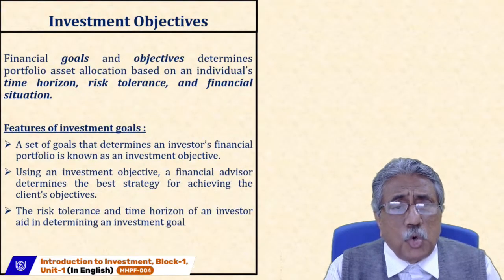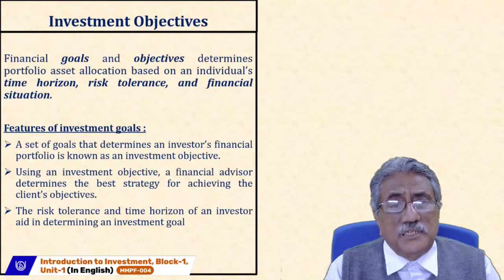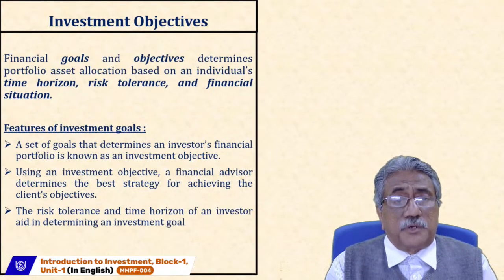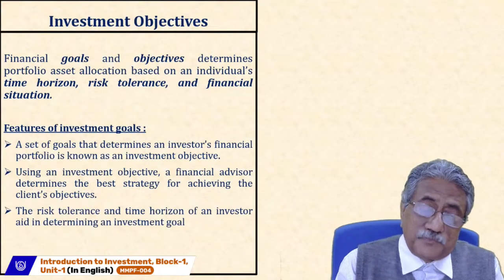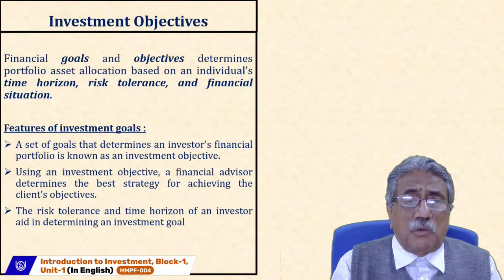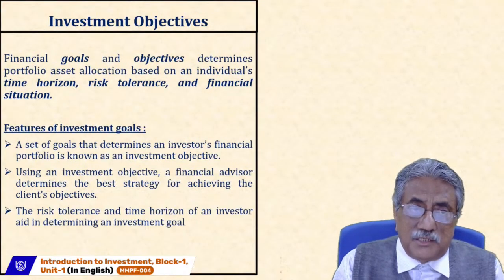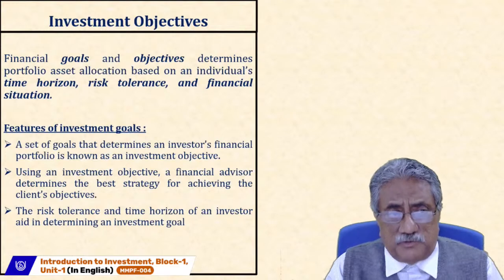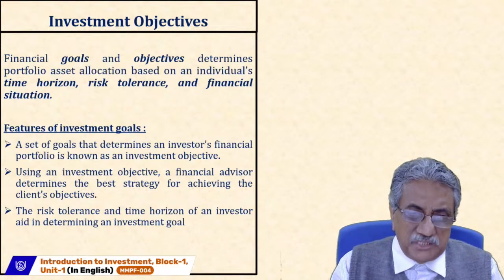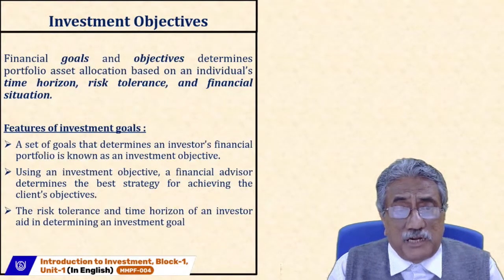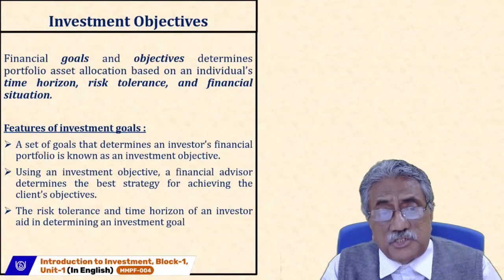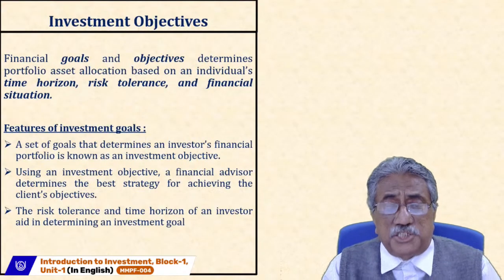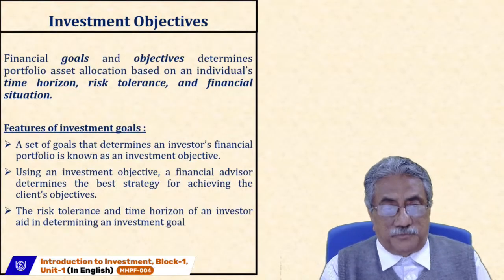Now let us understand what investment goals are. A set of goals that determines an investor's financial portfolio is known as an investment objective. So your goals determine your objective. Once your goal is clear, then you know that you have an investment objective. Now, once you have an investment objective, a financial advisor, I mean the role which a CFP, Certified Financial Planner, or an investment advisor approved by SEBI plays, they analyze different stocks and find the best strategy so that you can achieve your objective.